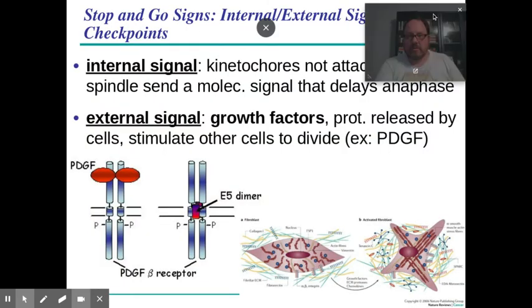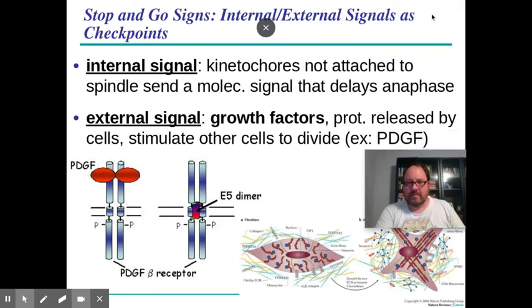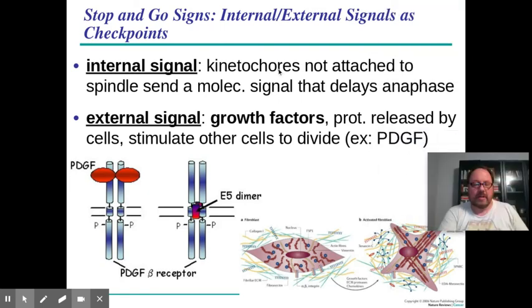Let's look at other signals for cell division. Cells can get internal signals, or stuff from outside the cell can cause cells to divide. One internal signal, again, is the signal we were talking about for that M checkpoint. The kinetochores have to be attached to the spindle fibers before anaphase begins. If the spindle fibers don't attach to the kinetochores, then the cell will pause at metaphase until everything's connected before it begins anaphase.